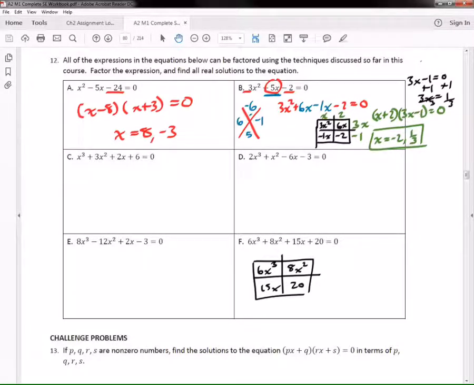And then you look at each column, then each row, and try to take out the greatest common factor in each of them. So if I look at this one, I can take out a 3. A 3 divides 6, and a 3 divides 15. And I could take an x out of both of those as well.